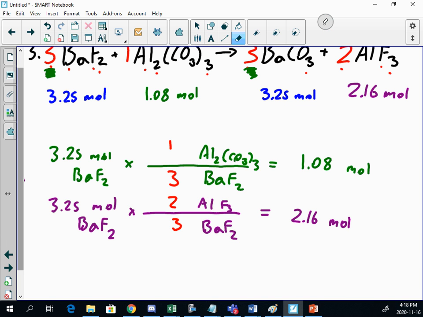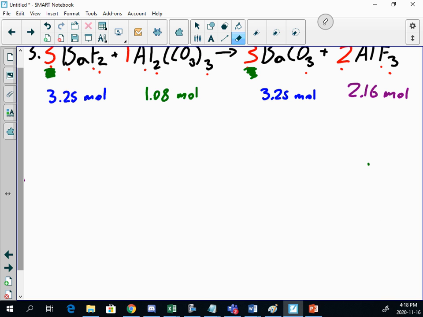Okay, so we have all of this information now. I'm going to delete my conversions, although you should leave those on your page. I just want a little bit of space to finish up the question. I need to go back and find the molar masses, my capital M's, for all of these. Molar mass for barium fluoride, for aluminum carbonate, for barium carbonate, and for aluminum fluoride.